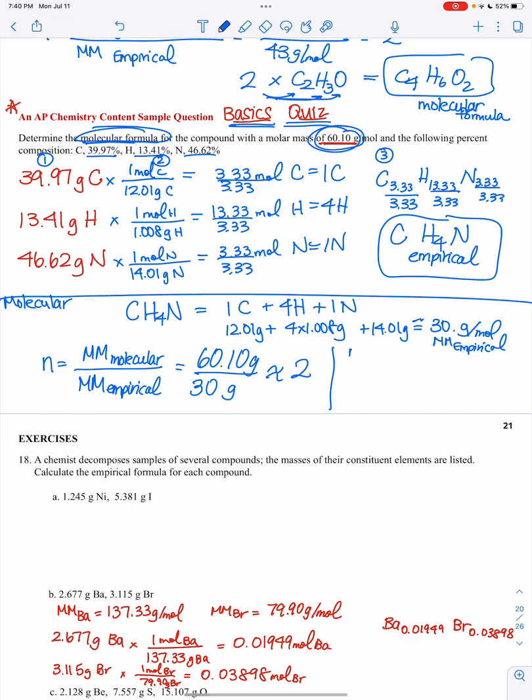So now if I want to get my molecular formula, I'm not done. Do you see how much work this was? It's going to be my n times my empirical formula is my molecular formula. EF is empirical formula, MF is molecular formula. So I take n, which is 2. The empirical formula is CH4N. 2 times the 1 carbon, 2 times the 4 hydrogens, 2 times the 1 nitrogen. I get C2H8N2. That is the answer for this worked AP style problem here. Boom, done. Right? Whew! A lot of steps.